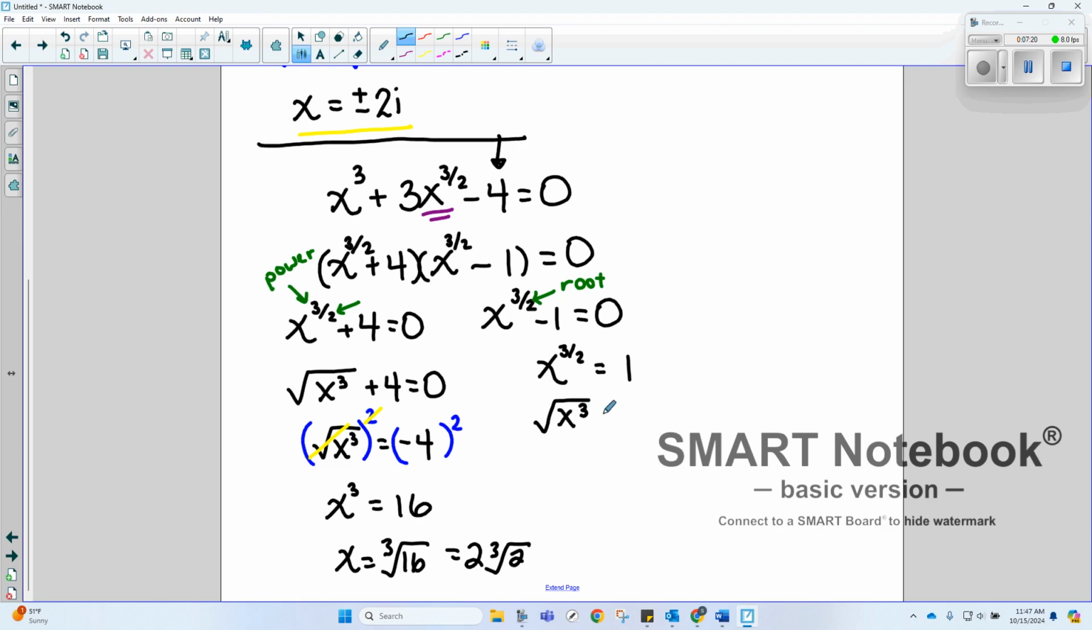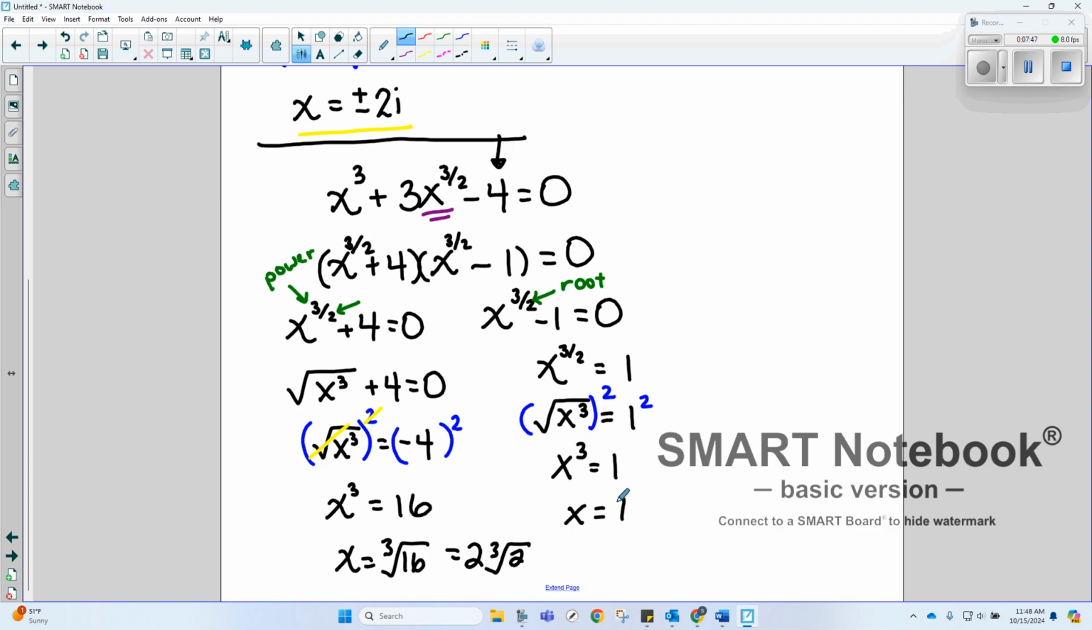This is the square root of x to the third is equal to 1. Next, I'm going to square both sides to make the radical go away, and that says x cubed equals 1. If x cubed equals 1, then I can take the cube root of each side, and the cube root of 1 is also equal to 1.